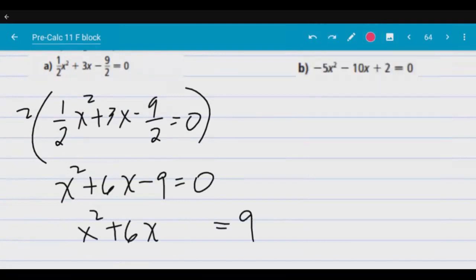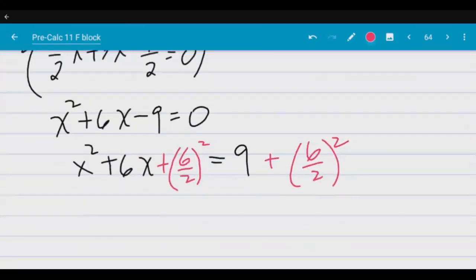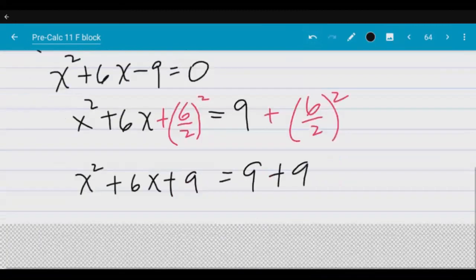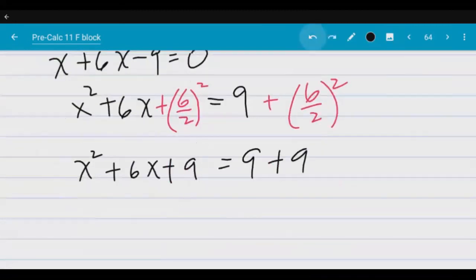So just like what happened earlier, which I showed in the other video, you are going to divide the middle term by 2, and then you're going to square it. You do the same to the other side. So let's simplify. This one becomes x squared plus 6x. This 6 over 2 becomes 3. Squared is 9. Therefore, on the other side, it's 9 also. This one becomes x plus 3 squared equals 18.